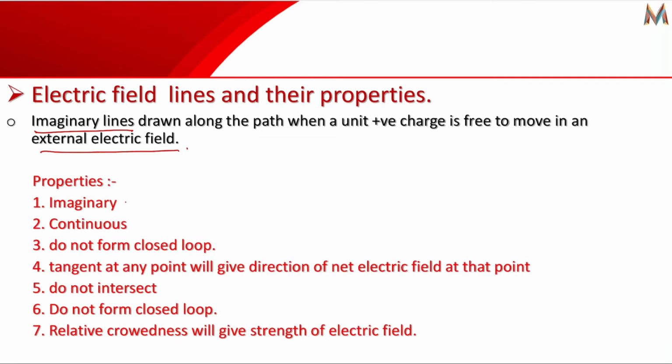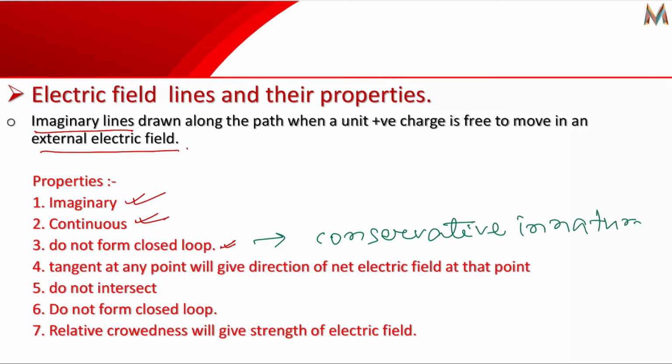Okay, electric field lines have some properties. Definitely electric field lines are imaginary, we have discussed that, and they are continuous. There is no breakage of electric field lines. Electric field lines do not form closed loops. The reason is that electrostatic field intensity is conservative in nature. Due to that, they will not form closed loops.